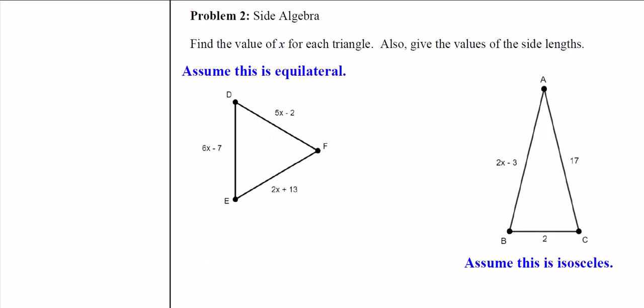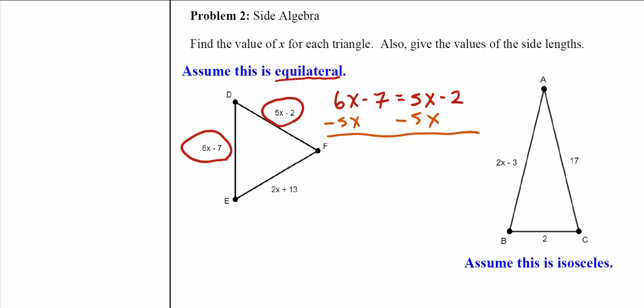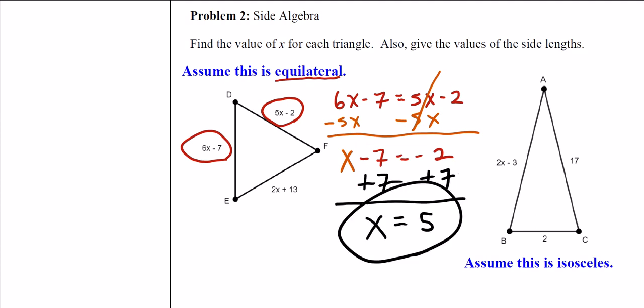So let's do some algebra. We have triangle DEF, and it happens to be equilateral. If it's equilateral, that means all the sides are equal to each other. So for example, let's take this side and this side. And because they're equal to each other, we can say that this equation is true. Let's get our x's to one side. And then we'll go ahead and move this 7 to the other side. And we found the value for x.